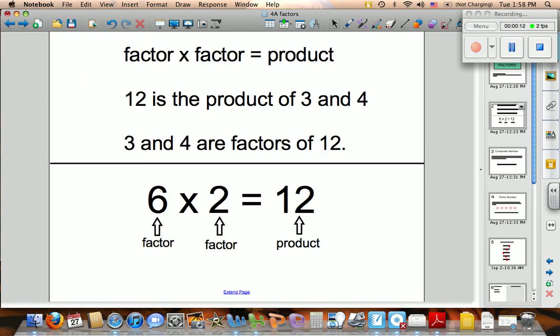So a factor is a number that you multiply to another factor to equal a product. So for example, 12 is the product of 3 and 4, and 3 and 4 are factors of 12. So I give another example at the bottom of the page. You can see that 6 times 2 equals 12. In that number sentence, 6 and 2 are the factors, and 12 is the product.